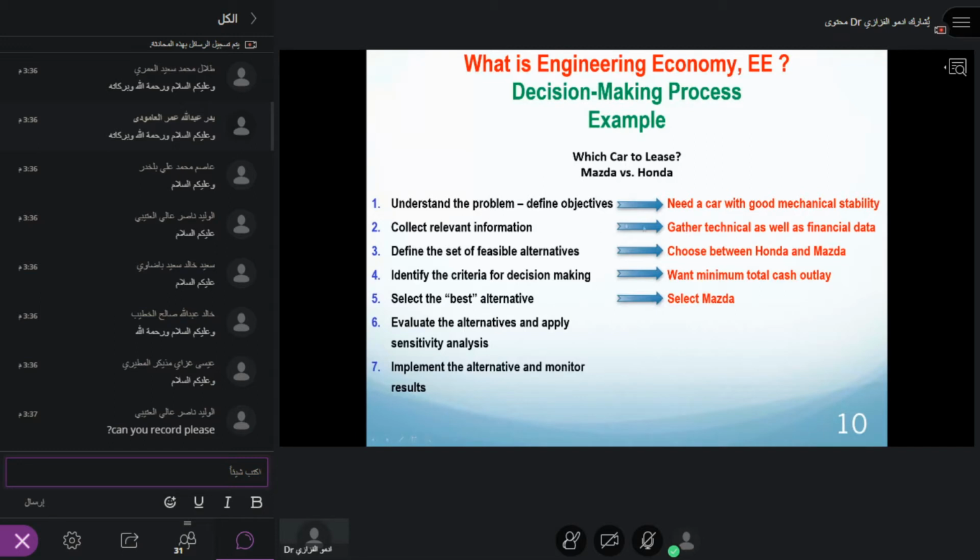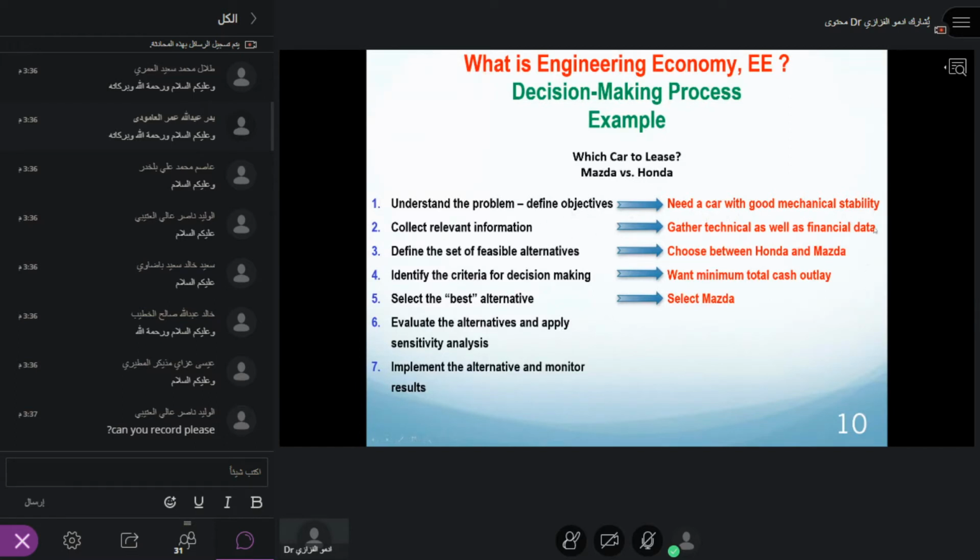Collecting relevant information will mean you gather all technical as well as financial data for these two cars. So you say, okay, technical data for the Mazda will include fuel consumption, that is fuel economy, how many kilometers you will drive with 1 liter, for example, between Honda and Mazda. Based on that, you say, okay, this one is better than this one. Another technical data, you look at the spare parts, which ones cost higher than which one. For example, maybe Honda will cost higher than Mazda, and so on and so forth.